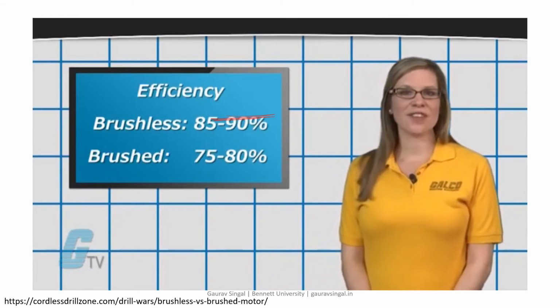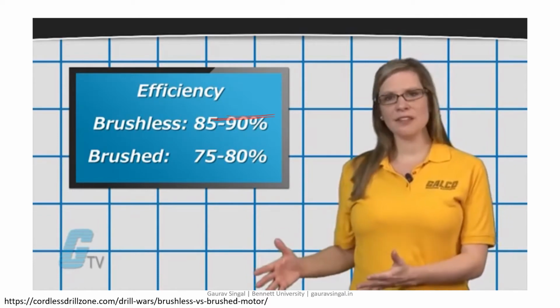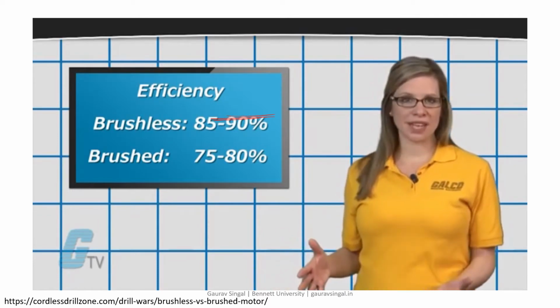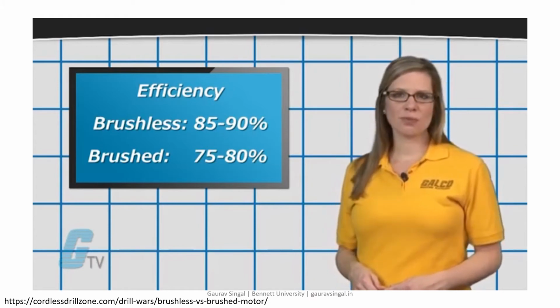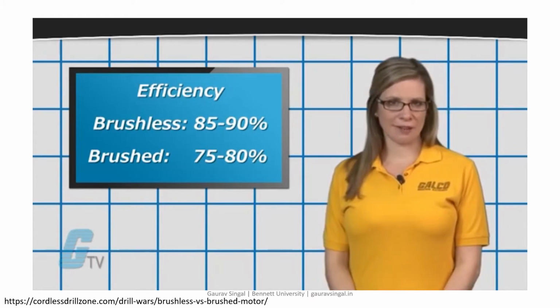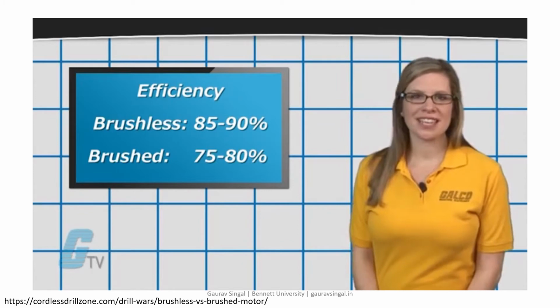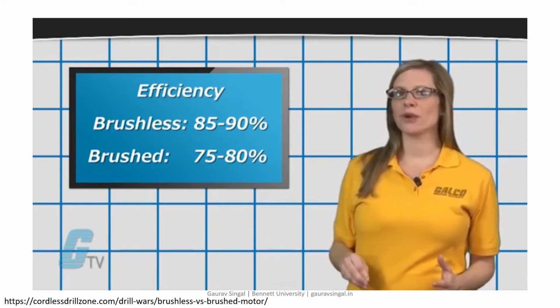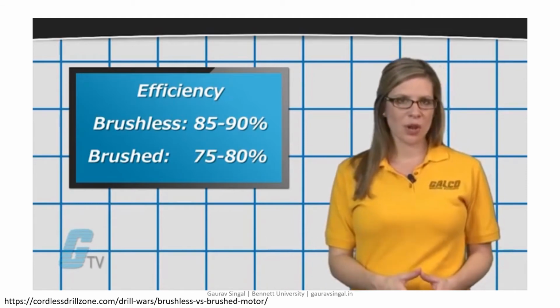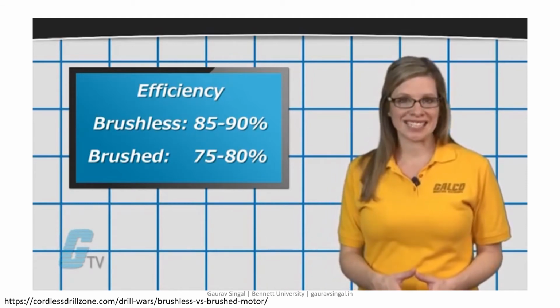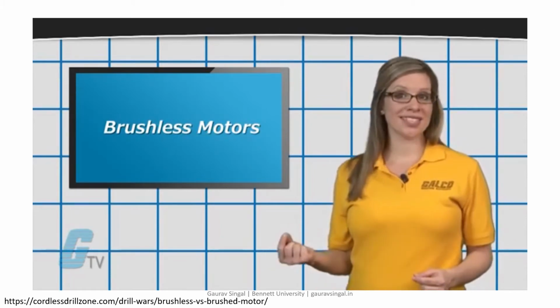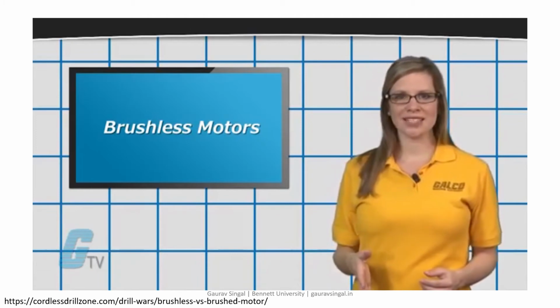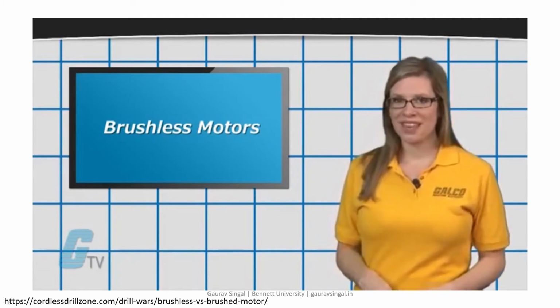They are also more efficient than brushed motors, typically featuring 85 to 90% efficiency compared to a brush motor's 75 to 80% efficiency. This difference in efficiency means that more of the total power used by the motor is being converted into rotational force rather than being lost as heat. However, brushless motors tend to carry a higher initial cost as they require a commutating device such as an encoder and a drive or a controller.